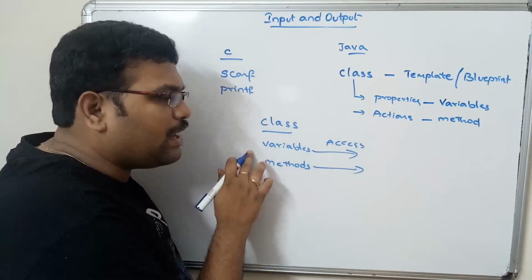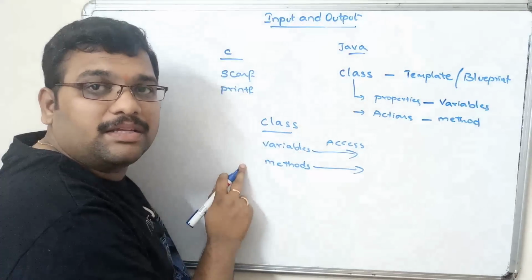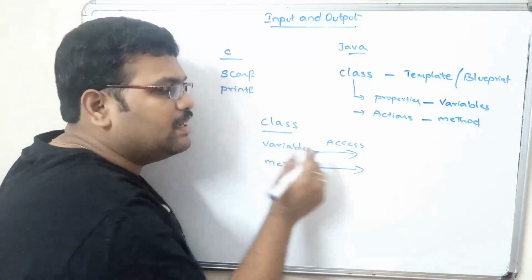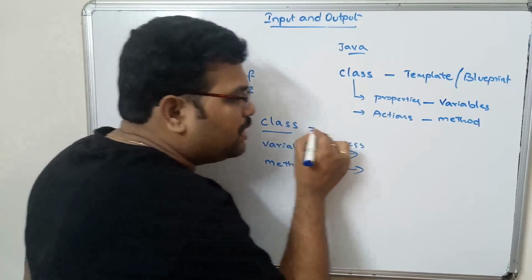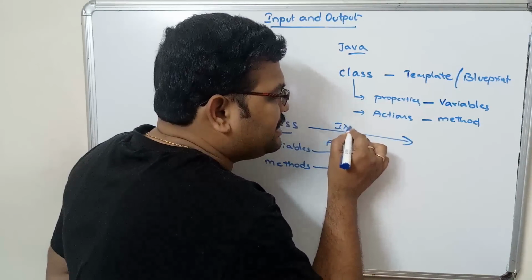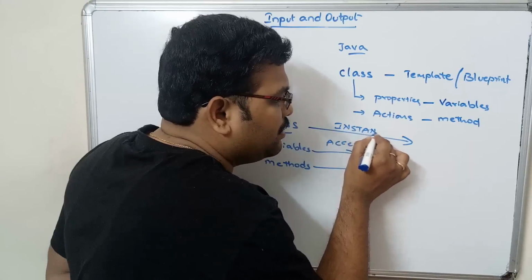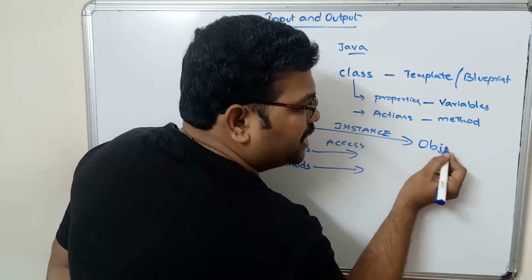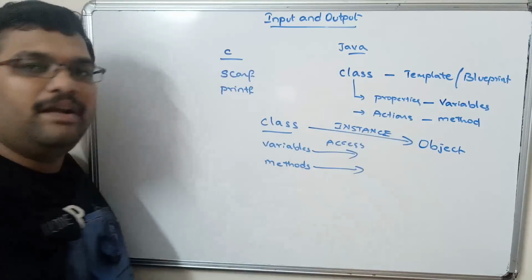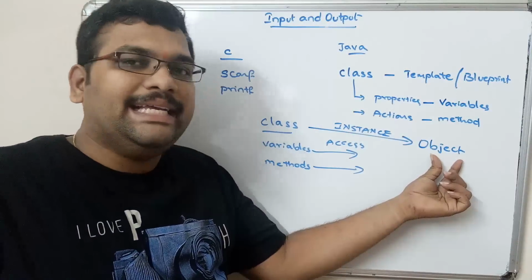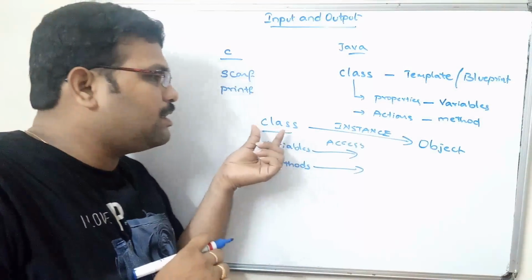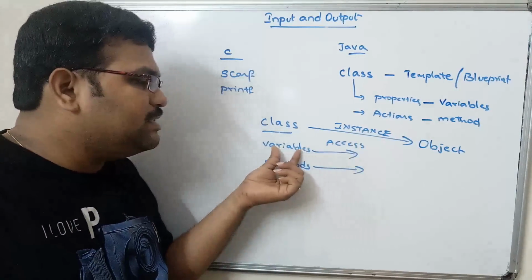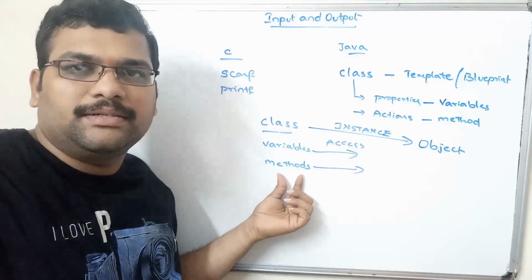In order to access these variables or methods, the class cannot access them directly. So in order to access the variables and methods which are written in a class, compulsorily we have to create an instance for this class. An instance for this class is what we call an object. So an object must be created. Our object is an instance, a reference to the particular class, and through this object we access these variables and methods.